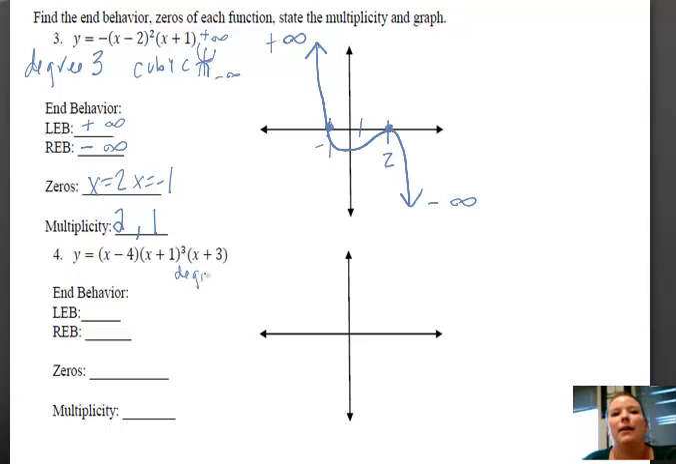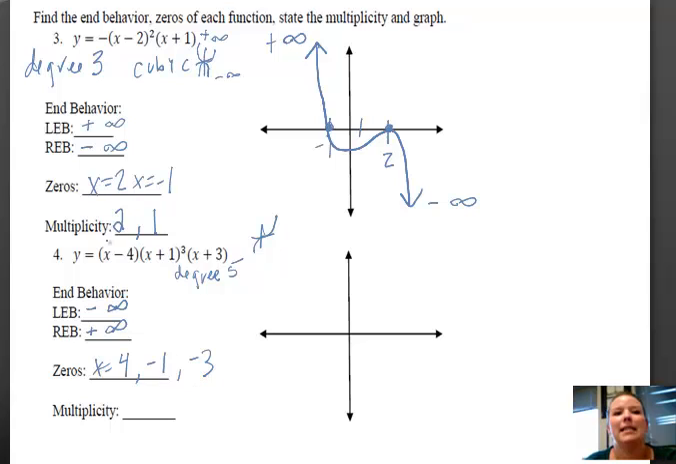So number 4, we have 1 and 3, that's 4, plus 1 more is 5 x's. So it's a degree of 5, so it's odd. And it's positive, so it's going to look something like this. Okay? So again, my left end behavior is going to negative infinity, my right end behavior is going to positive infinity. Okay, the zeros, same thing, you change the signs of the numbers in the parentheses. So I get x equals 4, negative 1, and negative 3.